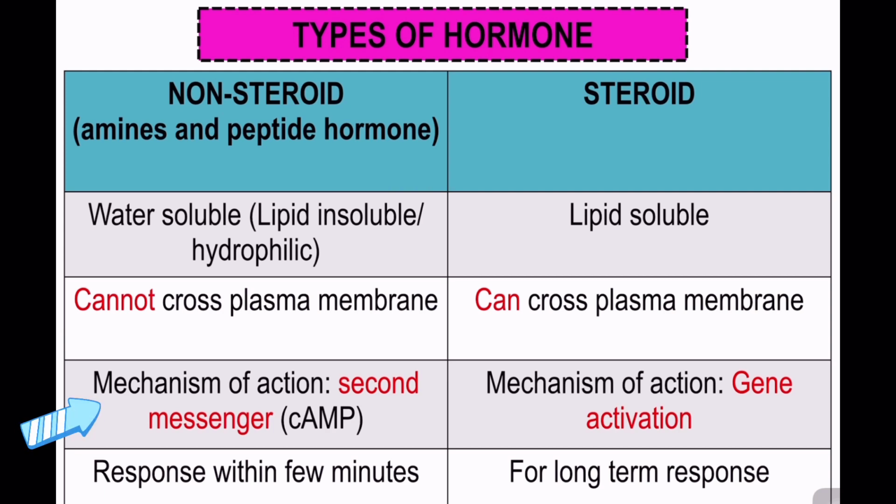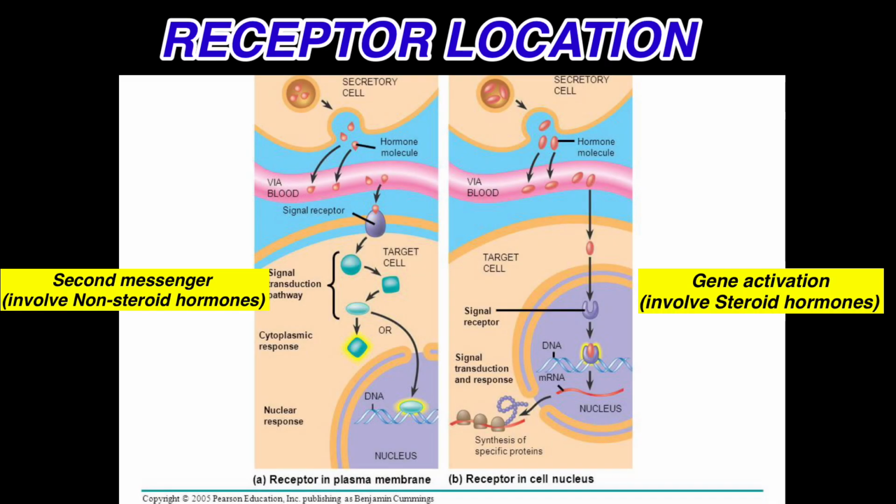In the mechanism of action for non-steroid hormone, it is called second messenger, or cAMP molecule, that will be produced during the mechanism of action. While for steroid hormone, the mechanism of action is called gene activation. Mechanism of action for non-steroid hormone will give a response within a few minutes only, while steroid hormone gives a long-term response.